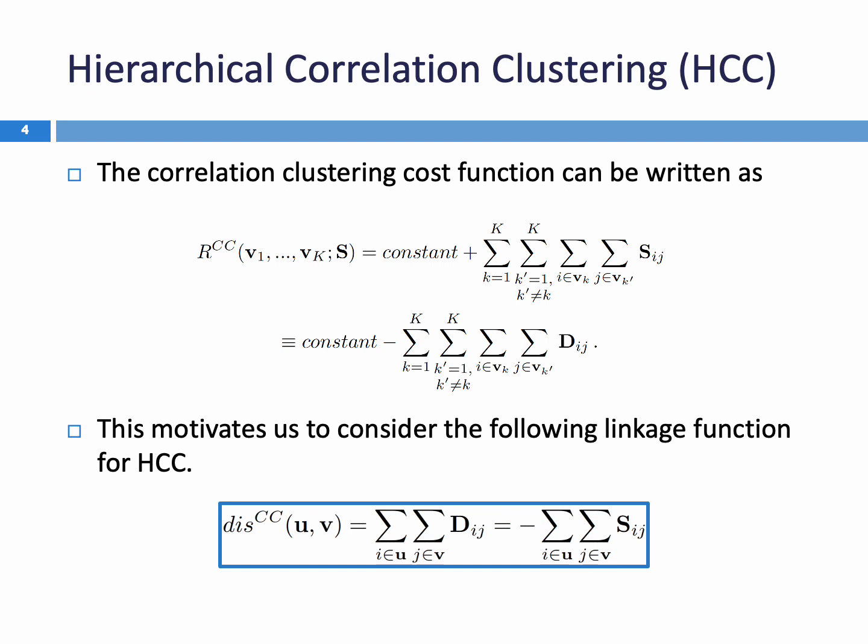Starting with standard correlation clustering, which generates K flat clusters, the respective cost function can be written as follows, which essentially accounts for the sum of the pairwise dissimilarities between different clusters. Then, motivated by this, we can consider the following linkage function to be used by our HCC model. The linkage function in this way is defined as the sum of the pairwise dissimilarities between the objects in two different clusters. Then, using this, we can follow an agglomerative method in order to produce clusters at different levels.